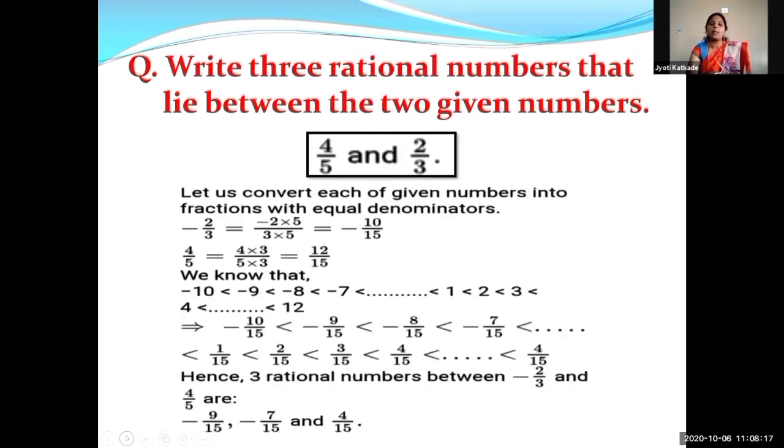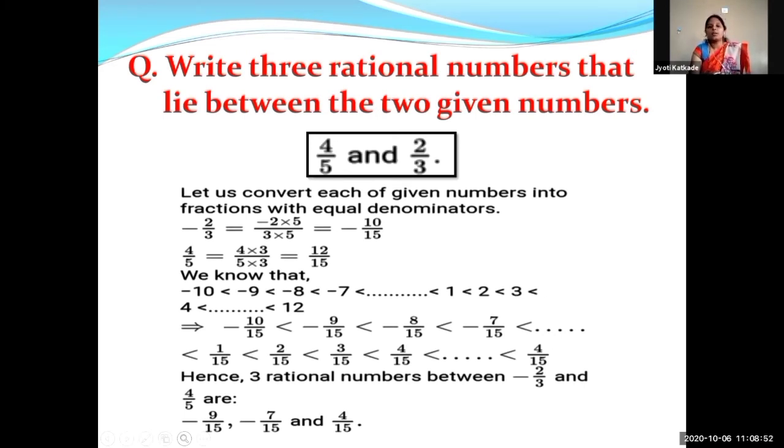See the next example. Write 3 rational numbers that lie between the two given numbers, that is 4/5 and -2/3. Now see, here the denominator is not the same. The denominators are 5 and 3. That's why we can't find numbers in between them. So first of all, we have to convert them into equal denominators. So take the LCM of 5 and 3, that is 15.